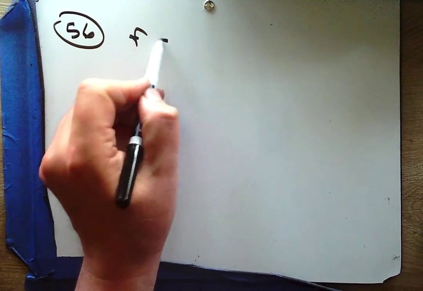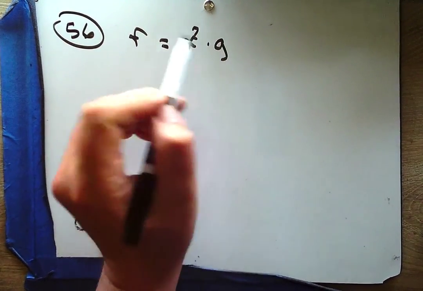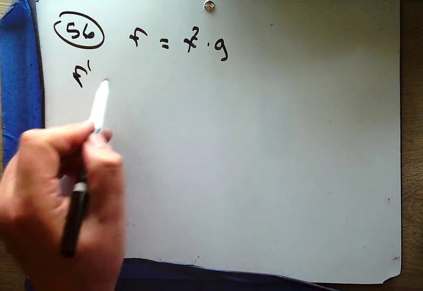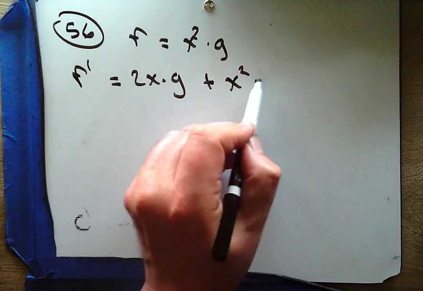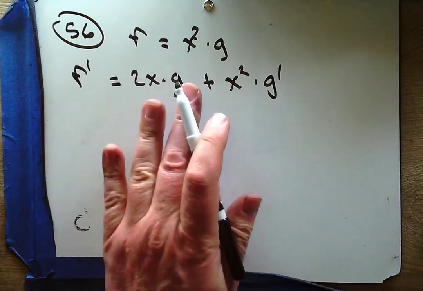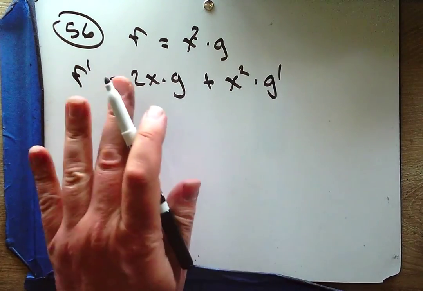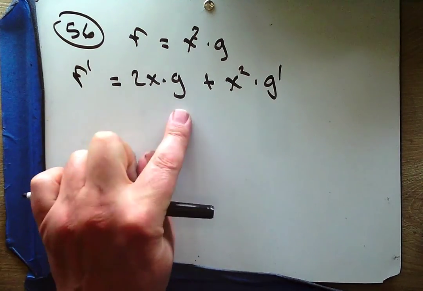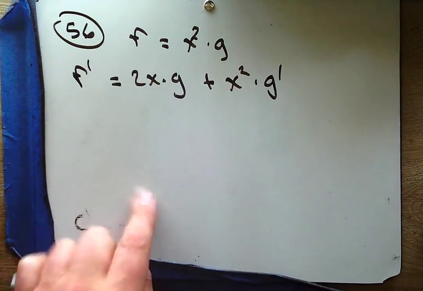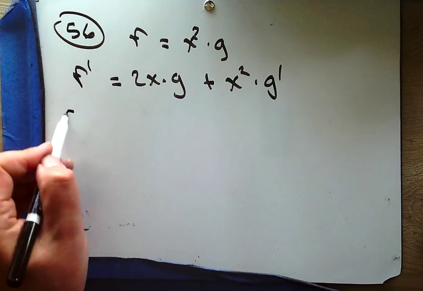56 says F equals x squared times G. So F prime is going to be 2x times G plus x squared times G prime. Stop. Done. Walk away. What did the directions say? Find F prime in terms of G and G prime. You're not expected to do any more here.